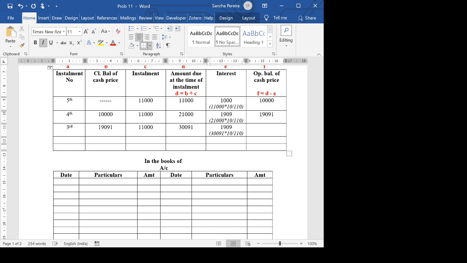So when we are calculating the interest, 30,091 into 10 upon 110 gives me 2,736. Minus this, and you will get 27,355. Then move to the second year. 27,355. Installment remains constant.